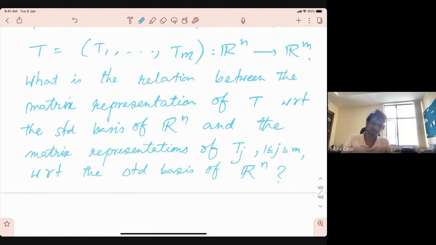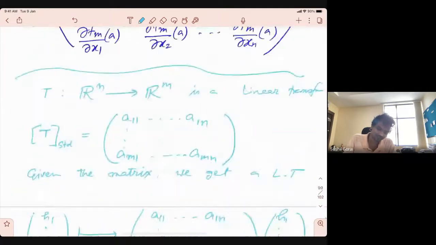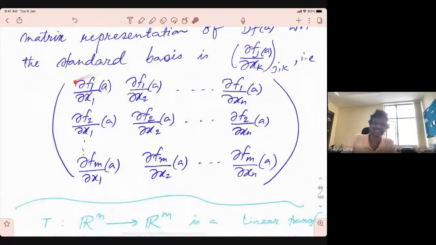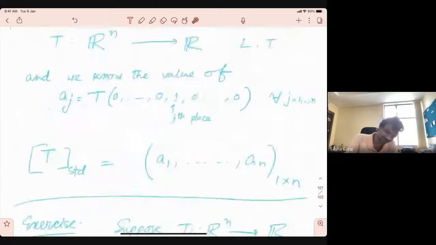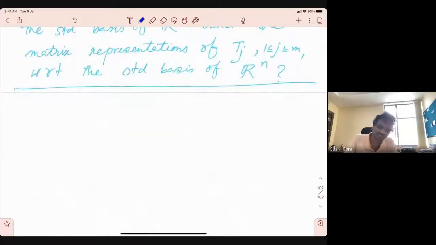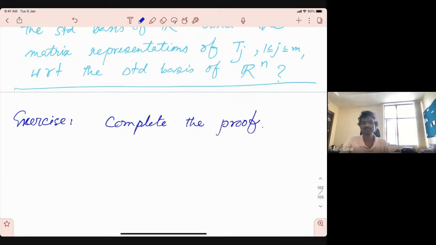Right, so once you know the answer to this question, you actually know the matrix representation of this df at a, and it should come like this. Okay, so the remaining part of the proof is an exercise. You have all the ingredients. Now you put things together and complete the proof. All right, so I'll stop here.